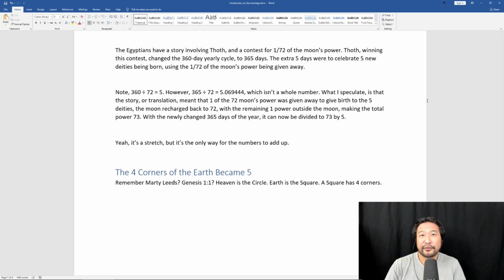It's 9444, which isn't a whole number. What I speculate is that the story or translation, whatever it is, I'm thinking that one of the 72 moon's power was given away to birth the 5 deities. The moon recharged back to 72, with the one remaining power outside the moon, making the total power 73. With the newly changed 365 days a year, it can now be divided to 73 by 5 and no longer divisible by 72. So that's a stretch, but that's the only way for the numbers to add up.